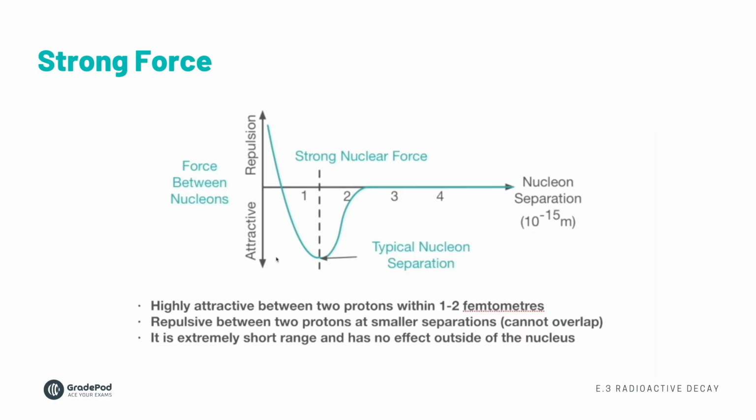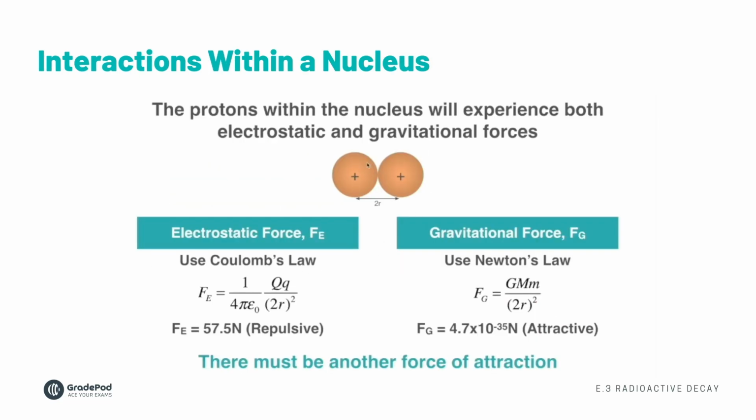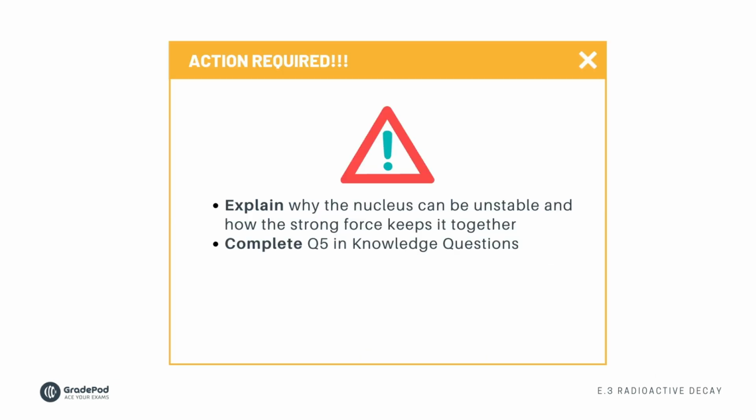And it's extremely short range. It has no effect outside the nucleus. So the strong force is the reason that these two protons don't fly away from each other. Before we head on to the next section, I'd like you to take some time to note down what we've just learned about the strong force and unstable nuclei. I'd also like you to complete question 5 in your knowledge questions.